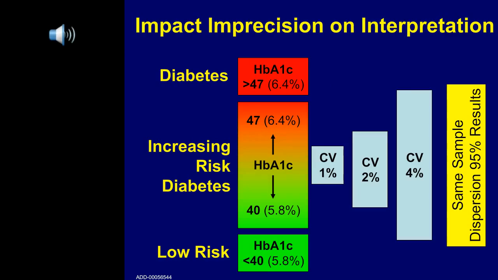And then the impact of imprecision on interpretation. Again, you have the same sample with a true value of 40 millimole per mole. When you assay this sample, say 20 times in your laboratory, and you have a CV of 1%, each of these assay results will be within a very narrow range, all allowing the same conclusion, increasing risk of diabetes. When the CV of your assay is 2%, still quite acceptable. When it goes up to 4%, you can expect values in the same sample that are either in the diabetic or in the low risk range. And that's not very good for interpretation.